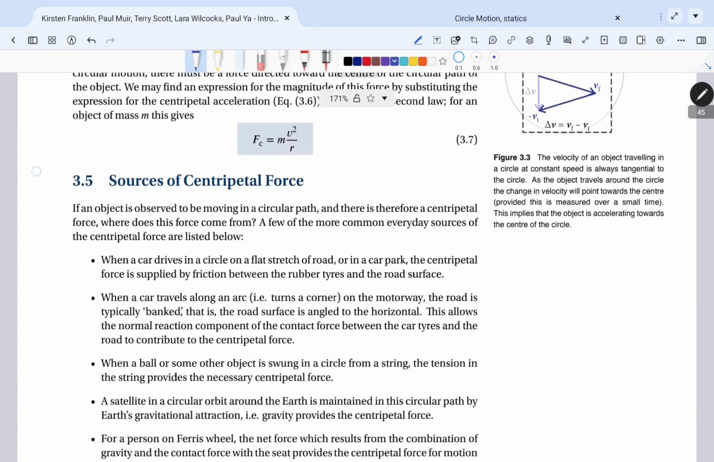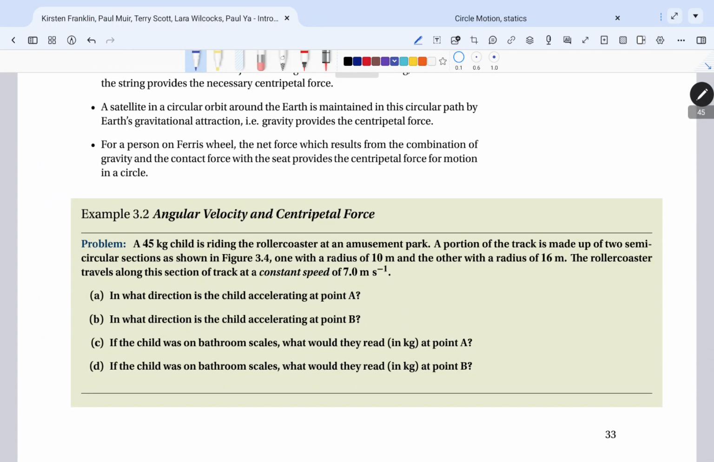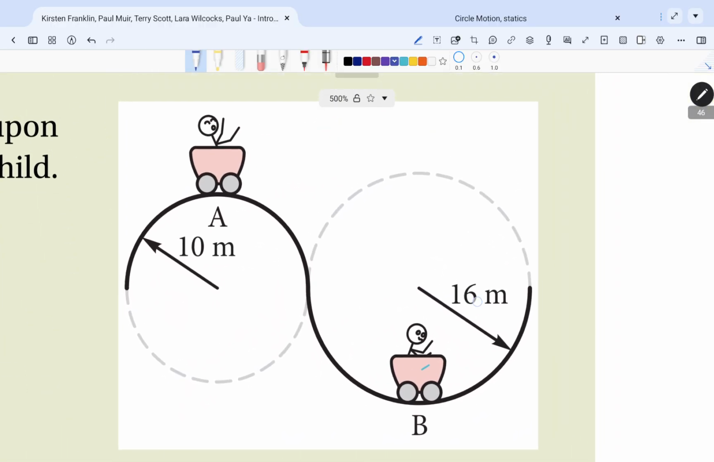What else? I don't care about all this. Okay, let's do this question. A 45 kilogram child is riding the roller coaster at an amusement park. A portion of the track is made up of 2 semicircular sections as shown in figure 3.4. One with a radius of 10 and the other radius 16. The roller coaster travels along this section of the track at a constant speed of 7 meters per second. In what direction is the child accelerating at point A, and in which direction is the child accelerating at point B? Let's look at the figure.